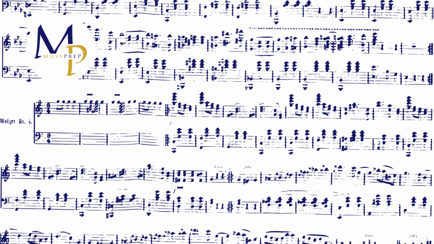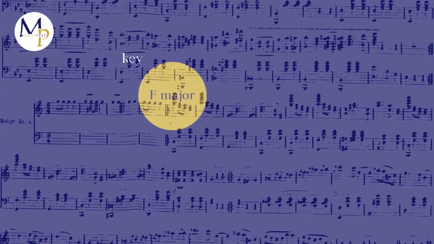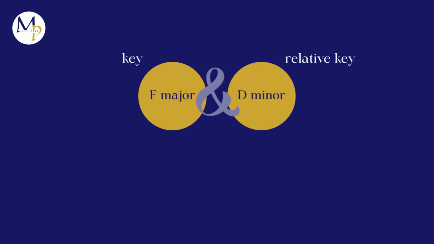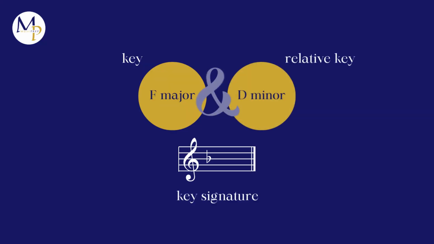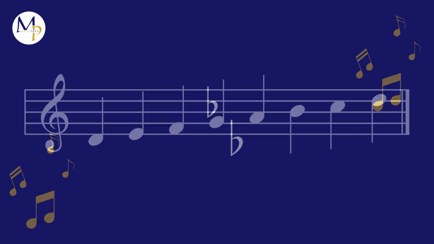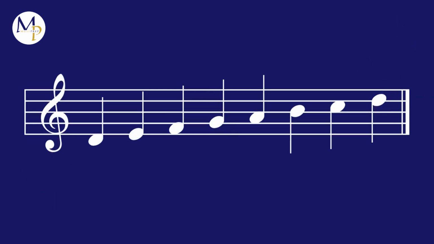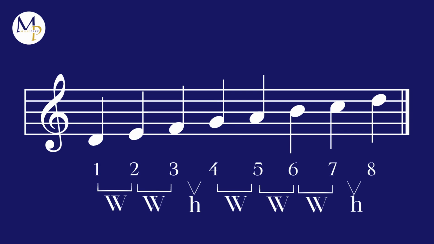Welcome back. In the last videos, you learned what a key is, what relative keys are, and how key signatures work. Today, you'll learn how to find the key signature of any key within just a few seconds. So far, you've learned how to build a scale from its pattern of whole steps and half steps, starting from the tonic. From that scale, you can derive the pitch material and therefore the key signature.